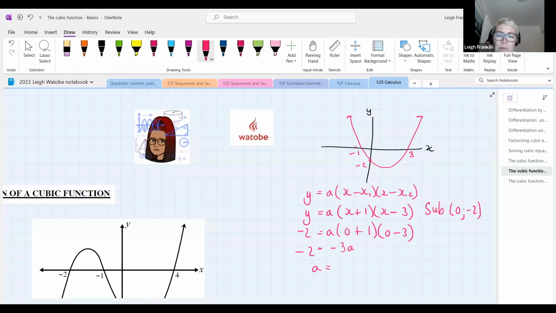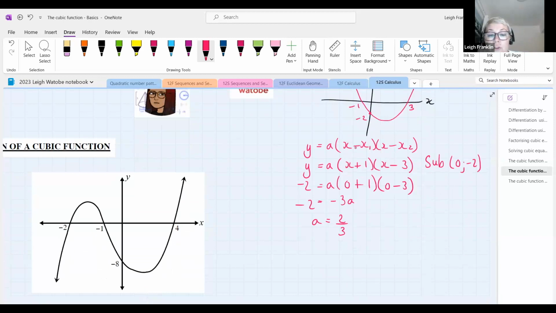So a is a bit of a horrible number in this case, but a would be equal to 2 over 3. And then if they asked you to actually find the equation of the parabola, you would then have to go and sub that a value back into your second line of working. So in other words, you would go y equals 2 over 3 in place of your a, and then you've got x plus 1 times x minus 3. And then you would have to FOIL out your brackets. So that would leave you with x squared minus 2x minus 3.